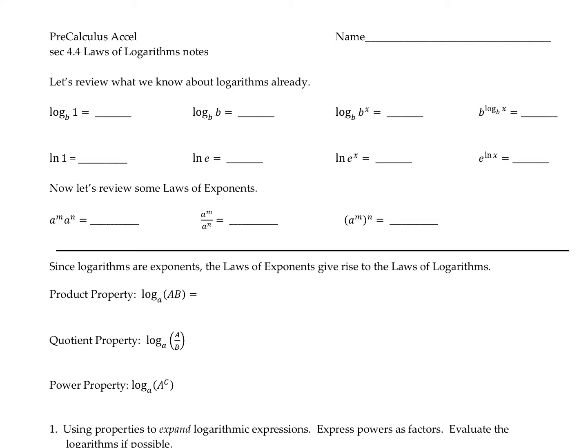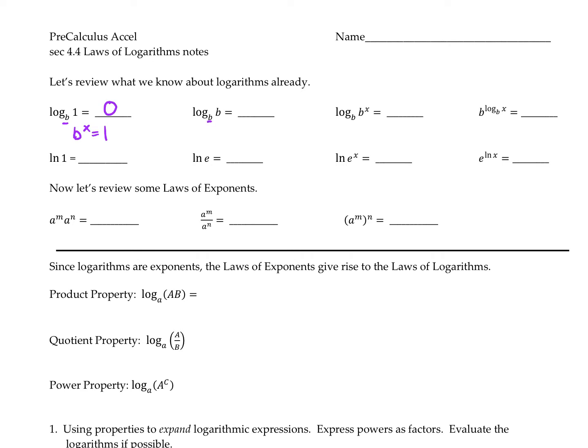In this video, we are going to talk about the laws of logarithms. So first, we're going to review what we already know about logarithms, and we've talked about our rules a little bit. So if I have log base b of something, and it's equal to 1, that means b to some power is 1. Well, any power that gives you 1 is going to be 0. So b to the 0 power would give you 1.